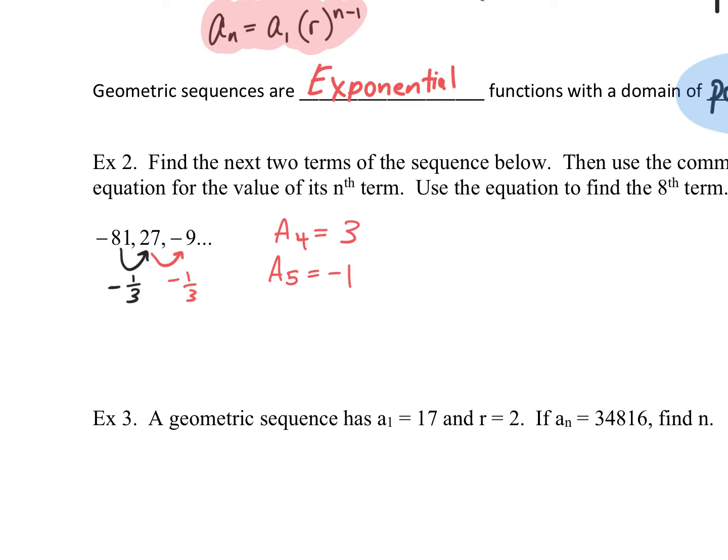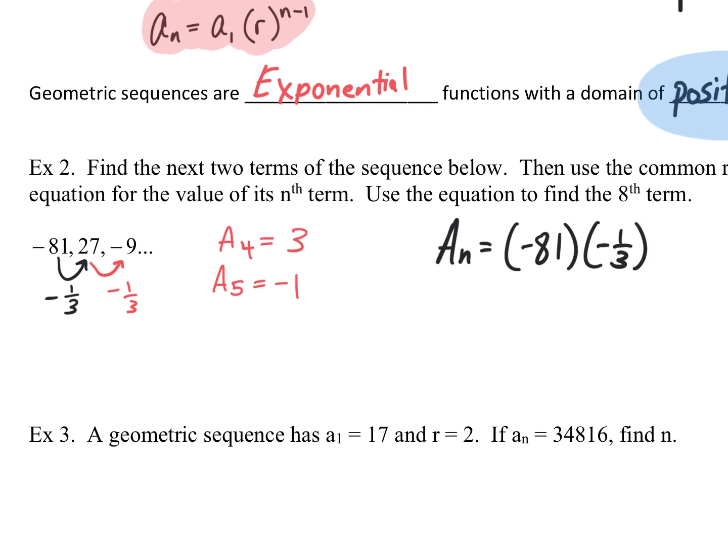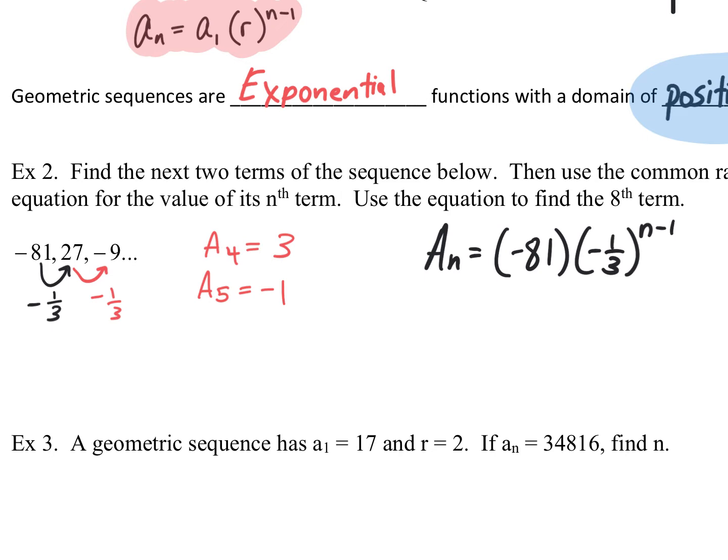We are now going to try to find a general equation to find the nth term. So that's going to look like a sub n, and that's going to equal our first term, negative 81, times our common ratio, which we identified as negative 1/3, raised to the n minus 1. That is our general form, and if I want to use that formula, I can find the 8th term in my sequence by taking negative 81 times negative 1/3 to the 7th. And if we were to calculate that, we would find that the 8th term in our sequence would be 1 over 27.